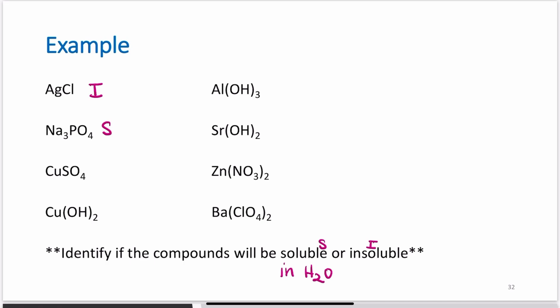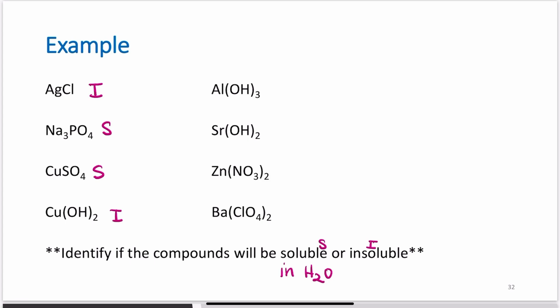Copper sulfate. Note here, copper can have 2 oxidation states. This is copper 2 sulfate. Copper 2 sulfate is soluble. Sulfates are usually soluble. This is not an exception, so this will be soluble. Copper hydroxide, copper 2 hydroxide specifically. We have 2 hydroxides there, so copper 2 hydroxide. Hydroxides are usually insoluble. The only exception is strong bases, so this will be insoluble.